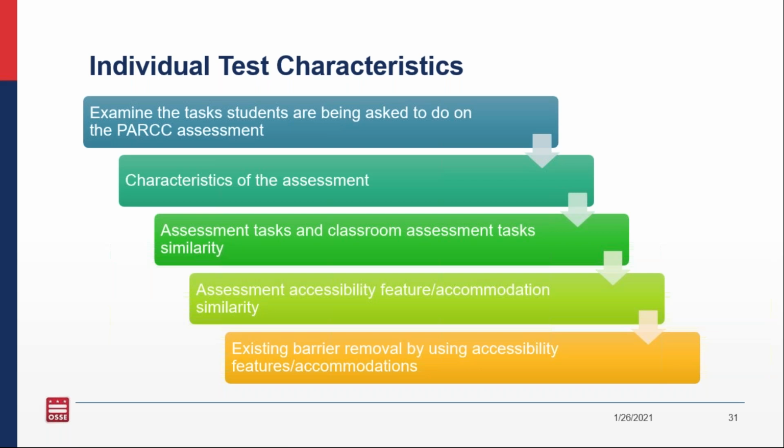So when we have our individual testing characteristics, we're going to look at examining the test of the skills, the tasks that the students are being asked to do on the PARCC assessment, characteristics of those assessment tasks and classroom assessment tasks, their similarities, so comparing what the student is doing on the PARCC assessment as well as what they're doing in the classroom, accessibility and accommodations, similarity in the classroom as well as statewide assessment, and then existing barrier removal by using accessibility features and accommodations.